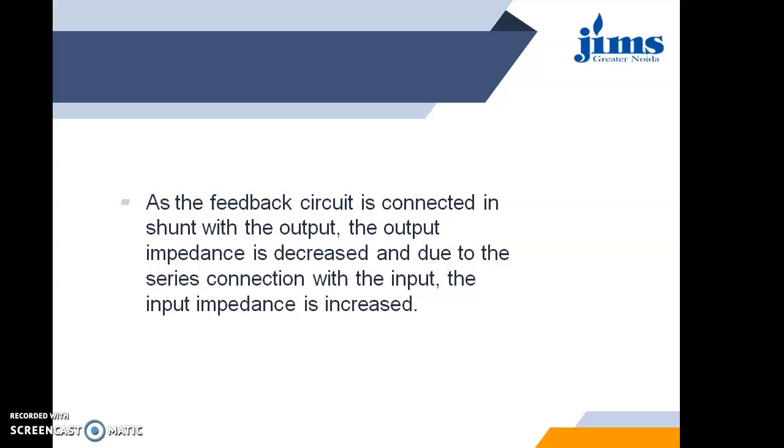As the feedback circuit is connected in shunt with the output, the output impedance is decreased, and due to the series connection at the input, the input impedance is increased. So this is the main first advantage that comes out in this configuration: the output connection is in shunt and the input connection is in series, and in shunt the output impedance decreases and in series the input impedance increases. Therefore we get the advantage of improved impedance by having high input impedance and low output impedance.